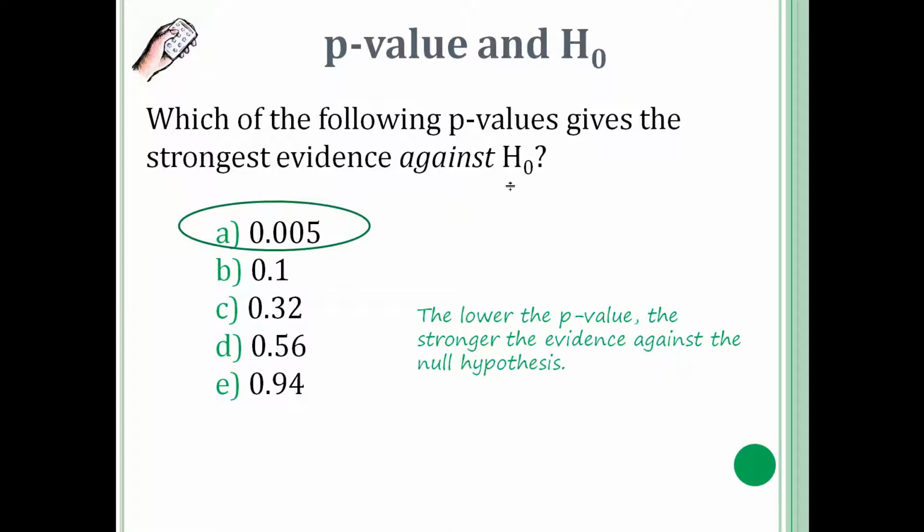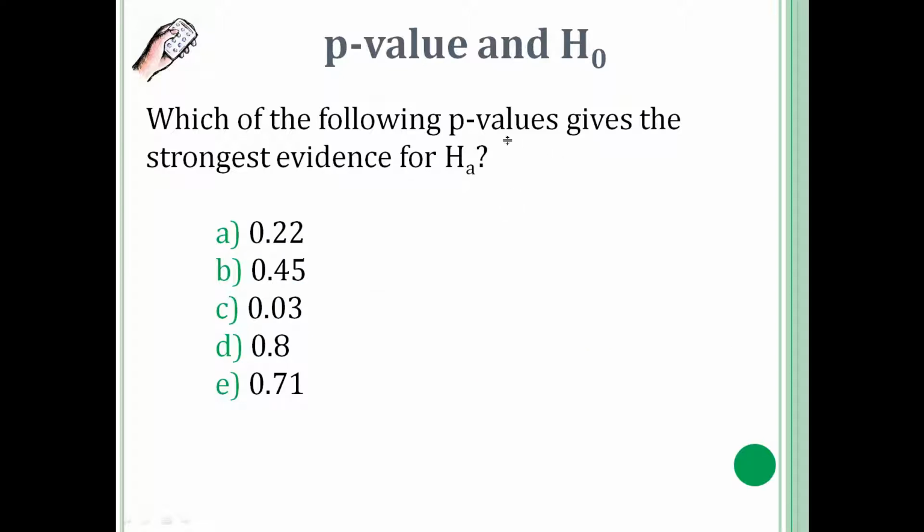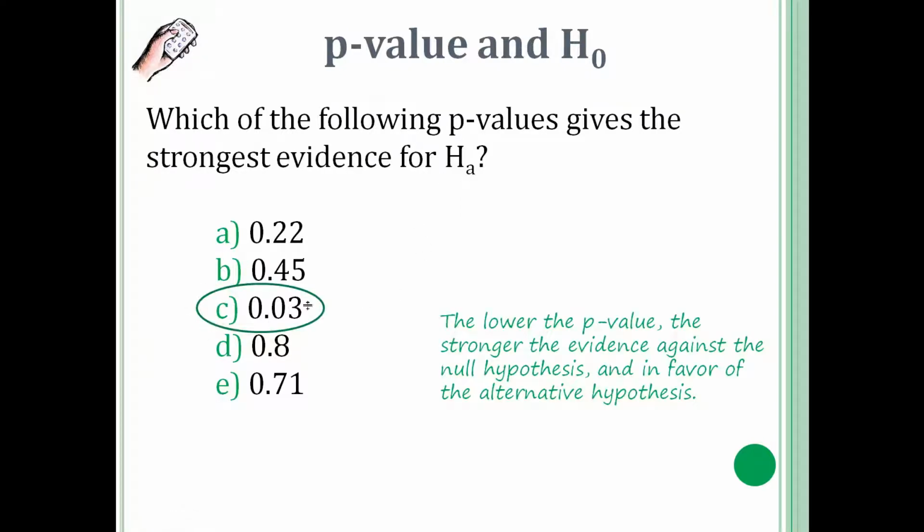Now the same question can be asked differently. They can ask you which of the following p-values gives the strongest evidence for the alternative. So it's either for the alternative or against the null. And again, in both cases, you're looking for the smallest p-value. In this case, it's 0.03.